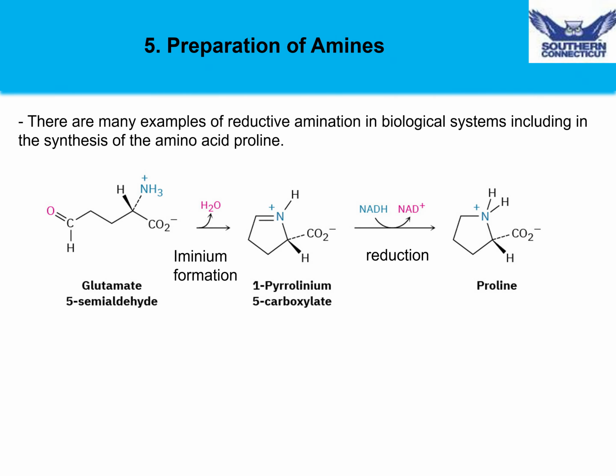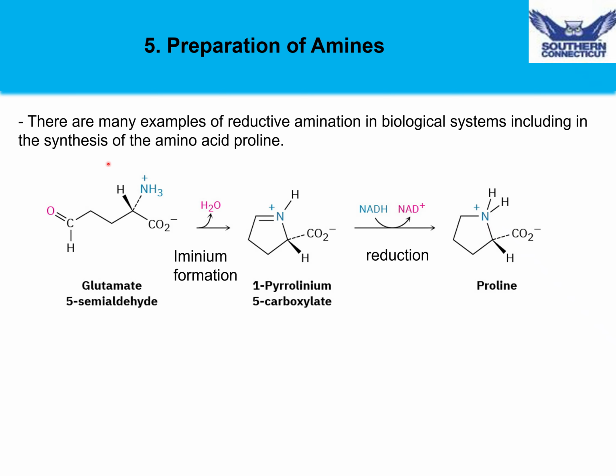There are many biological examples of reductive amination. Here's an example using the biosynthesis of the amino acid proline. Starting with this compound, which has both an aldehyde and an amino group. The amino group, notice, is protonated, and the carboxylic acid is deprotonated due to physiological pH.